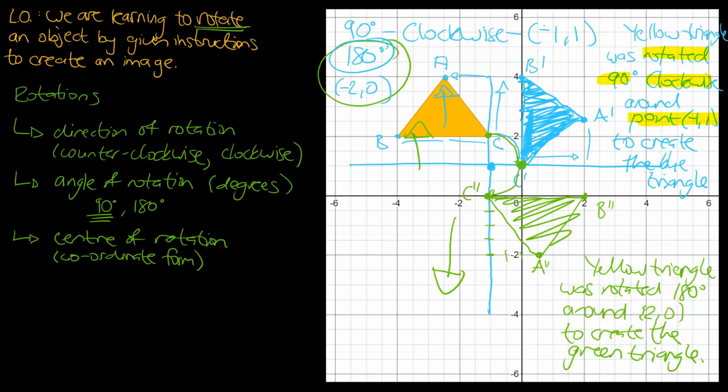And again, stepping through that, we've got the transformation, which is rotation. We've got the angle of rotation, 180 degrees. As I said before, we don't need a direction for this example. And then finally, we've got the center of rotation, around -2, 0. Sorry, that should be -2, 0 as well.